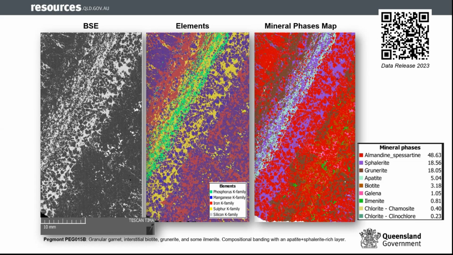I love this slide, this thin section from pigment, where you can see these bands of apatite and sphalerite, with apatite very brightly shown in green on the elemental maps. So it gives you not only the understanding of the distribution of the different minerals, but also, for example, the intimate relationship between the apatite and sphalerite in this granular garnet, which is bright red on our phase map.